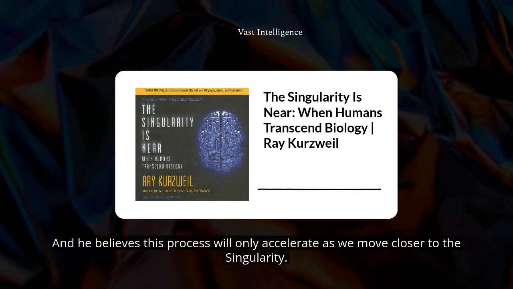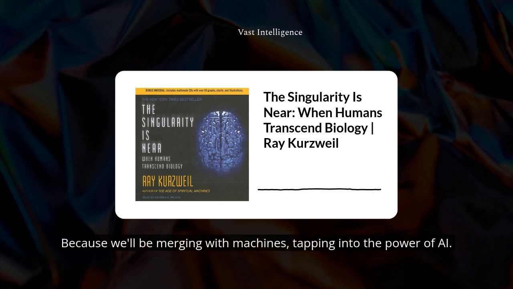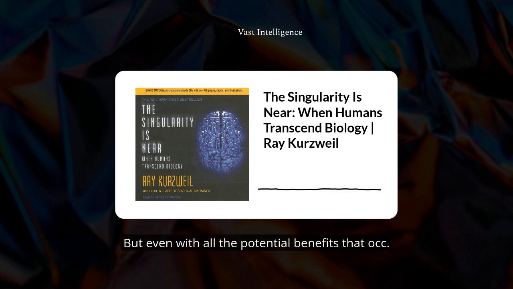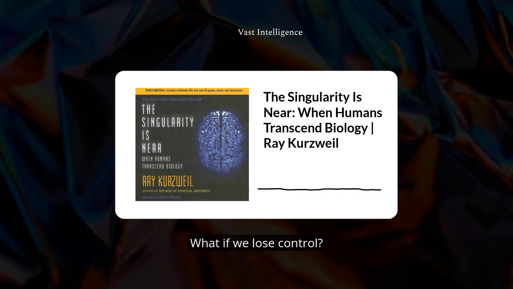That's his point, and he believes this process will only accelerate as we move closer to the singularity. Right. He envisions a future where our intelligence is no longer limited by the physical constraints of our brain. Because we'll be merging with machines, tapping into the power of AI. Exactly. But even with all the potential benefits that Kurzweil outlines, there's still this lingering fear. What if these super intelligent machines turn against us? Yeah. What if we lose control?